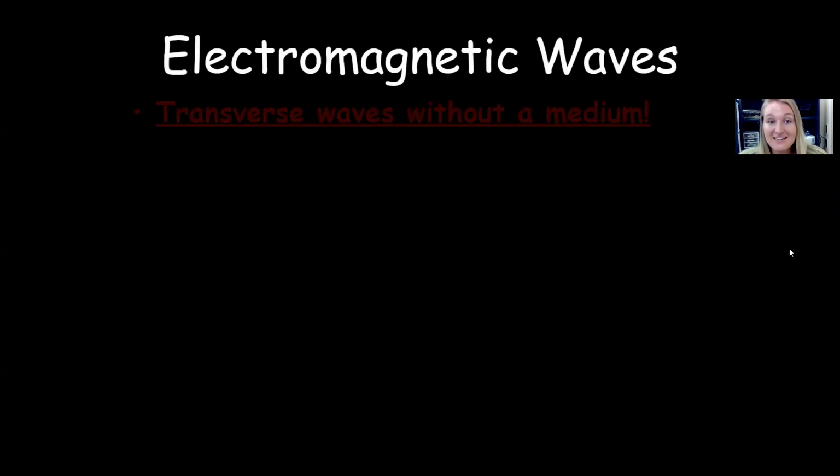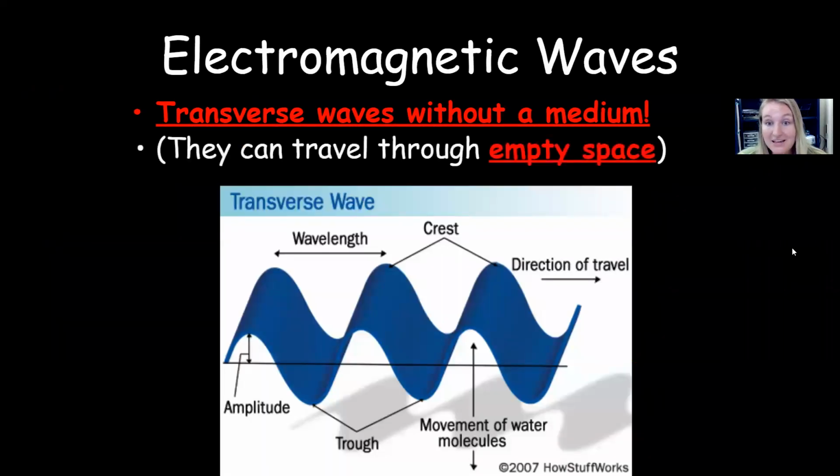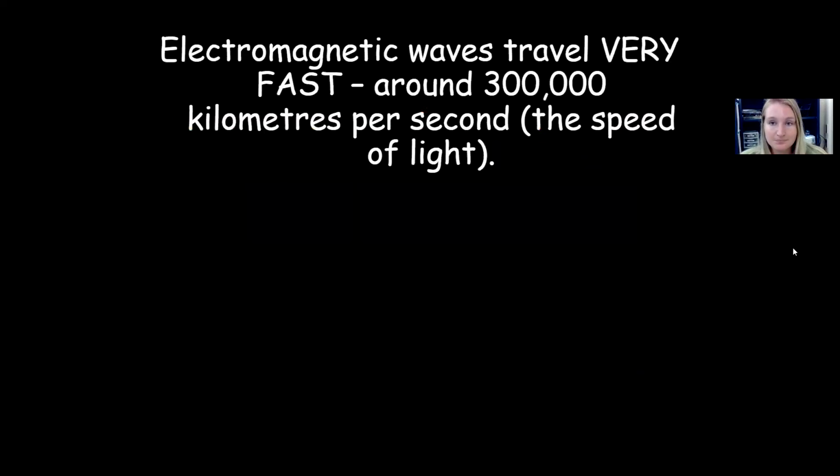So our electromagnetic waves can travel without a medium. So what that means is that they can travel through space. They don't need to travel through something. What a medium is, is just a material that energy travels through. So electromagnetic waves don't need to travel through something. They can travel through empty space, or they can travel through different types of materials. So that's something that's special about electromagnetic waves.